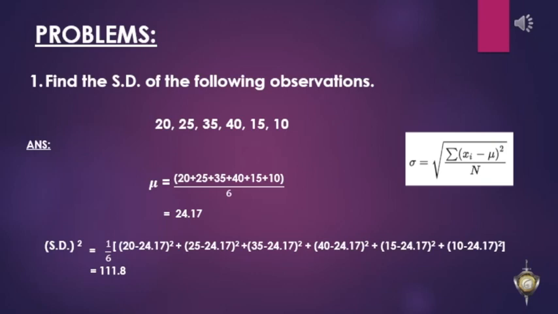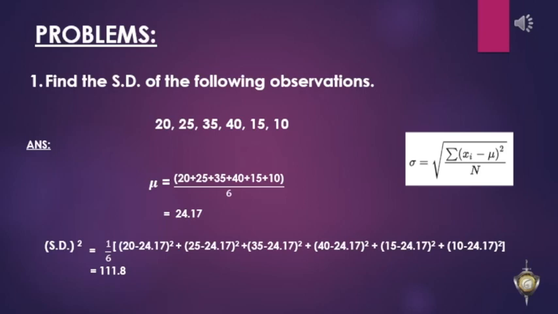First question. Find the standard deviation of the following observations 20, 25, 35, 40, 15 and 10. We know that standard deviation is root of sigma xi minus mu the whole square divided by n. First we have to find mu, that is mean. We have mean is sum of all observations divided by total number of observations. Hence, mean is equal to 24.17.